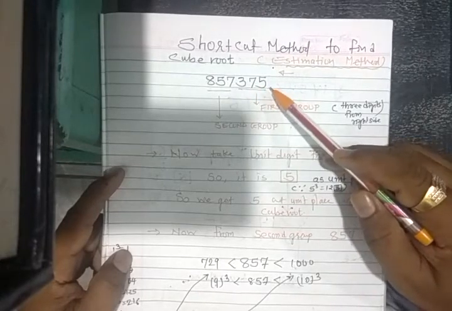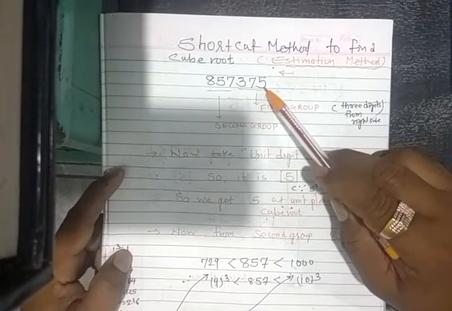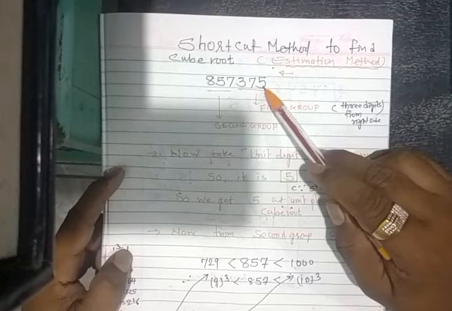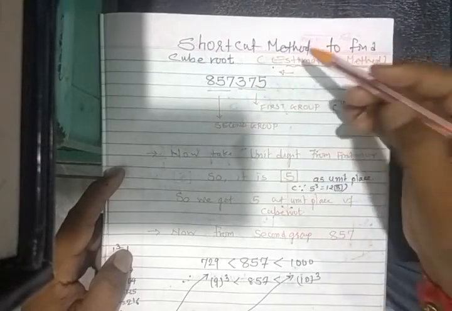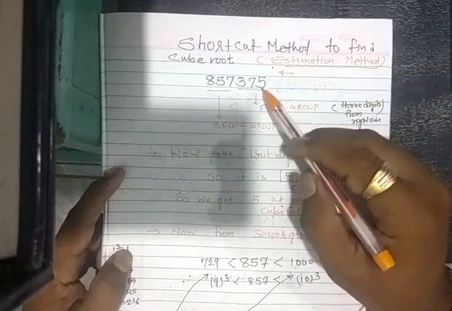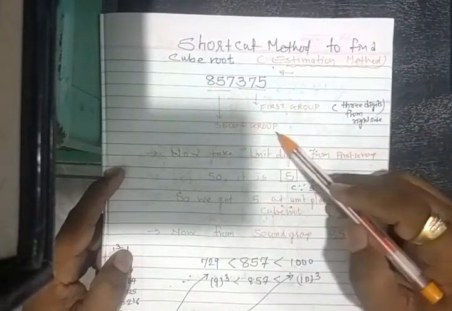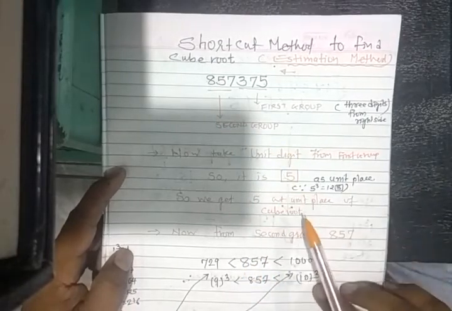How do you make it 2 parts? Make 2 groups. From the rightmost side, first of all you take 3 digits from any number. First of all you take 3 digits. Okay, so 1, 2 from the rightmost side. This is your rightmost side, right? From here 1, 2 and 3. So this is your first group, and the remaining is your second group. Okay, so this is the first step.